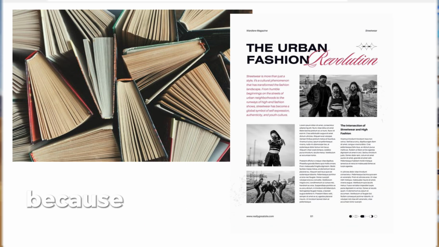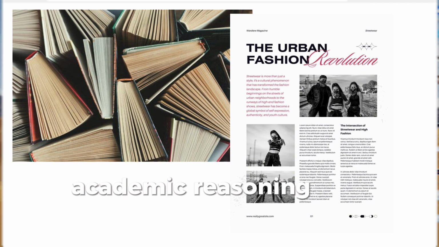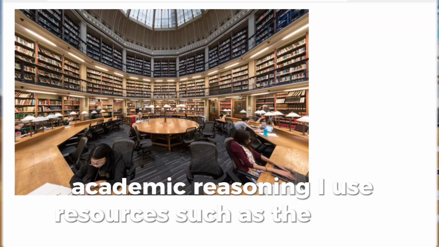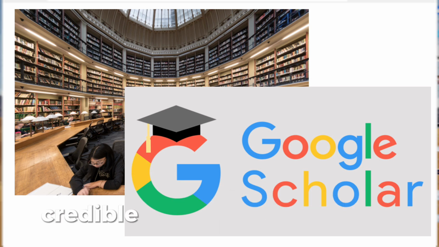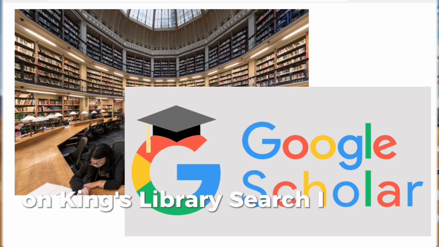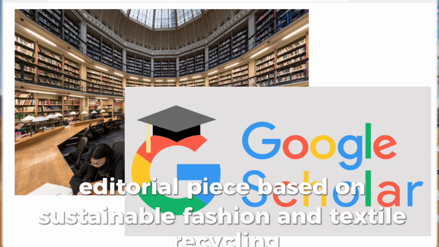The first and perhaps most obvious starting point is to research online and read materials such as books and articles. Because my research takes place in the context of formal academic reasoning, I used resources such as the King's Library Search and Google Scholar to search for academically credible resources. For example, on King's Library Search, I found a short editorial piece based on sustainable fashion and textile recycling.